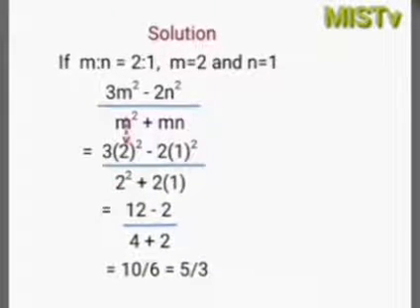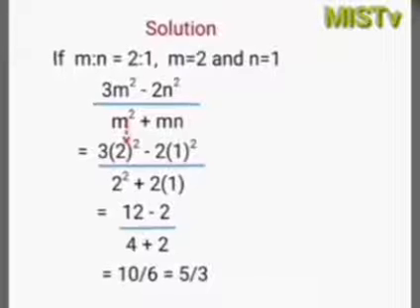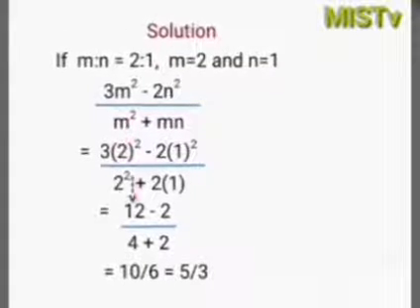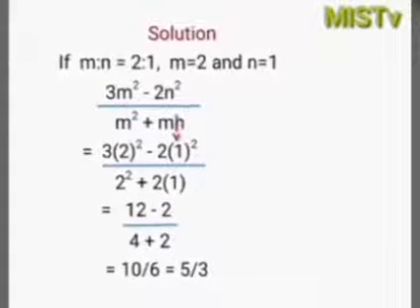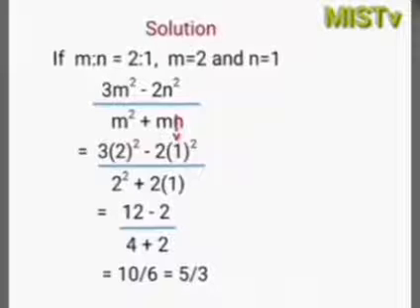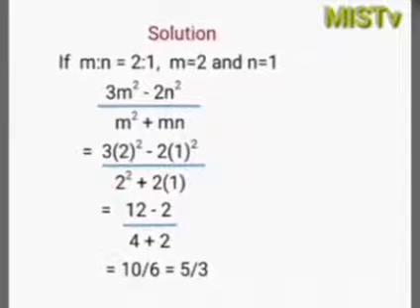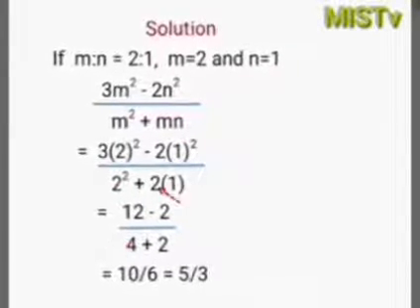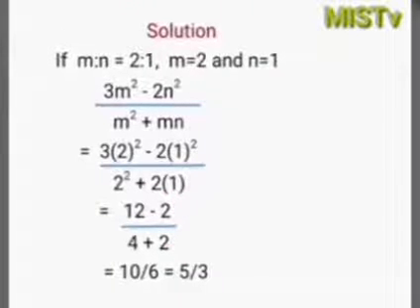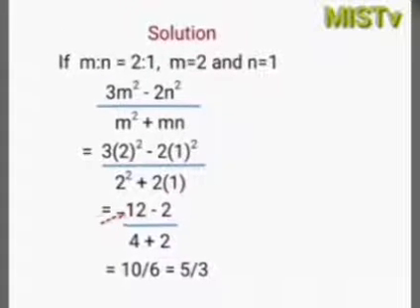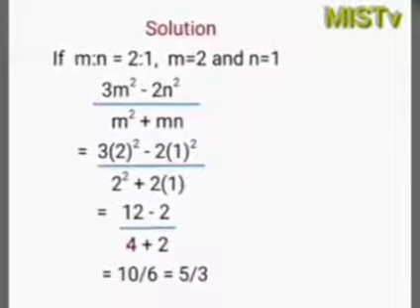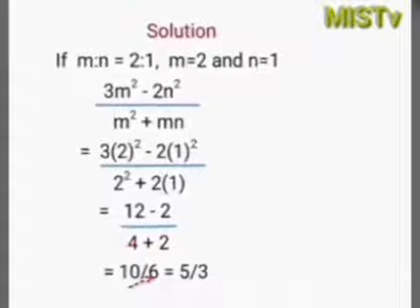2 squared gives 4. 4 times 3 gives 12. 1 squared gives 1. 1 times minus 2 gives minus 2. 2 squared gives 4. 2 times 1 gives 2. Now, 12 minus 2 gives 10. 4 plus 2 gives 6.